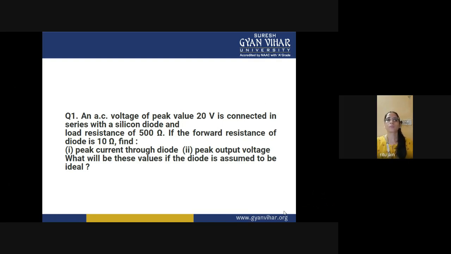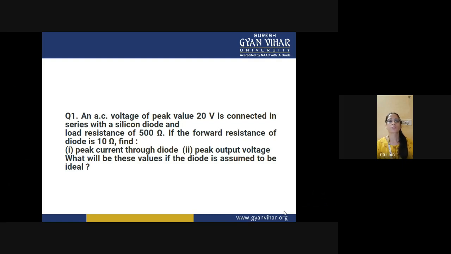The second thing is that the diode will not conduct in the reverse direction. There will be some microampere current which will flow in the reverse direction, which is called the leakage current. The semiconductor materials which are used for construction of a diode are silicon and germanium.